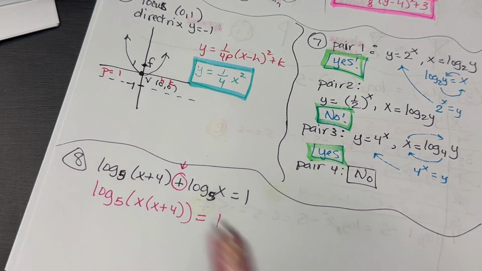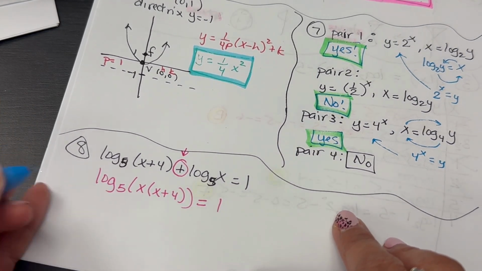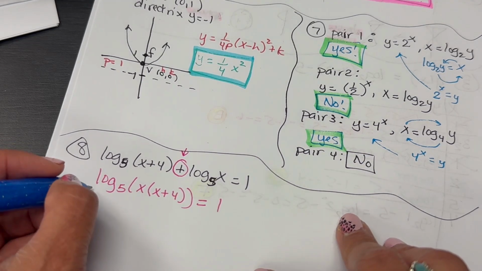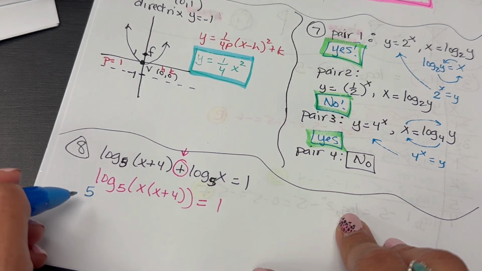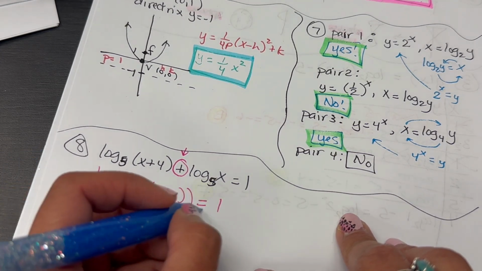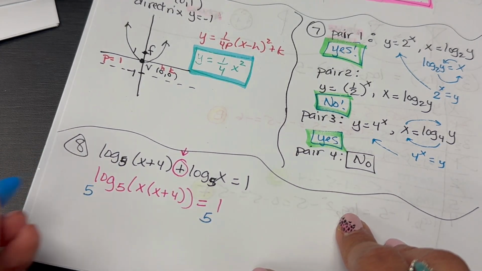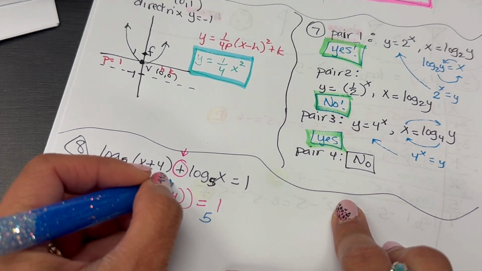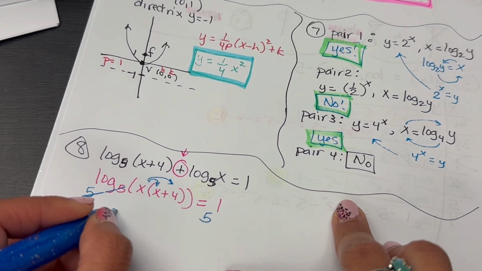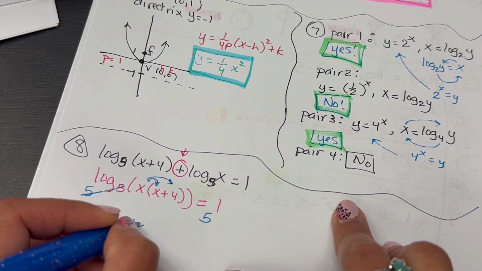And now I want to get that stuff out of the parentheses there, out of the log. So the only way I can do that is inverse it, which means I have to take a base 5. This is a log base. I need an exponential base. But whatever I do to one side, I got to do to the other. The base 5 cancels, and then let's go ahead and distribute these. X times x is x squared. X times 4 is a 4x.